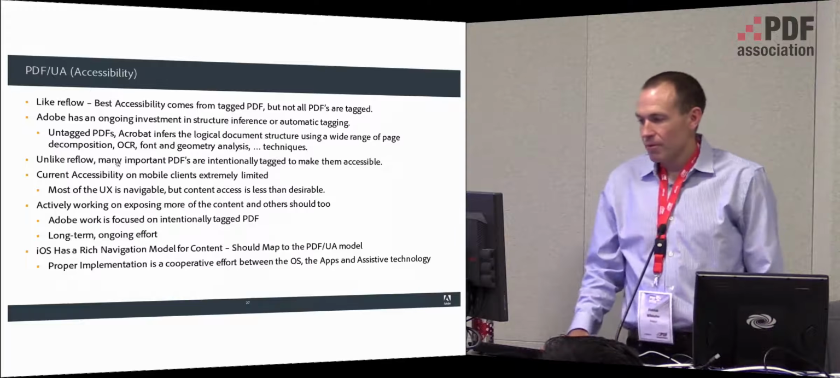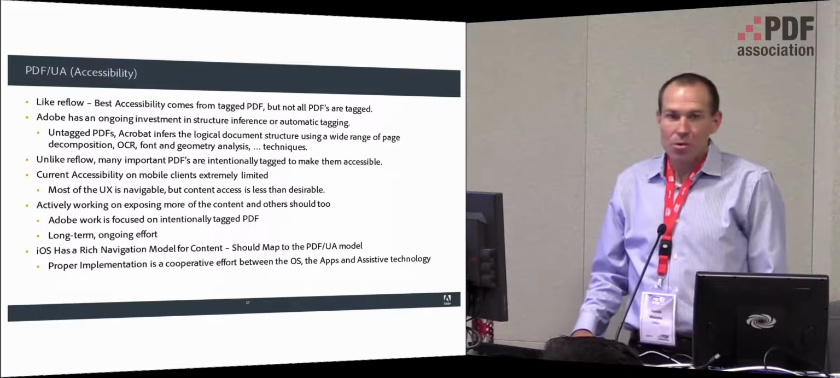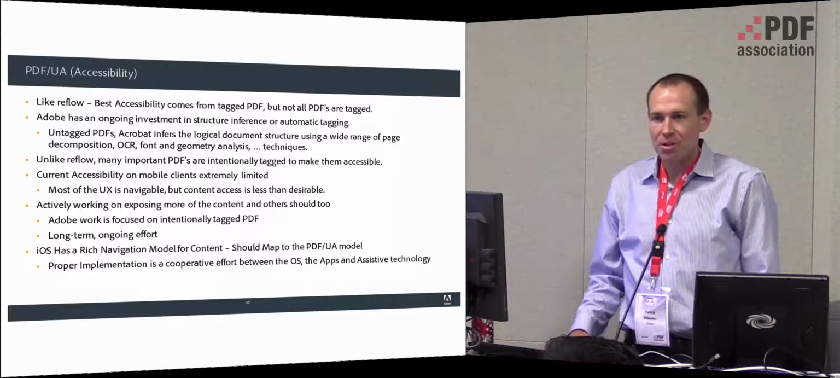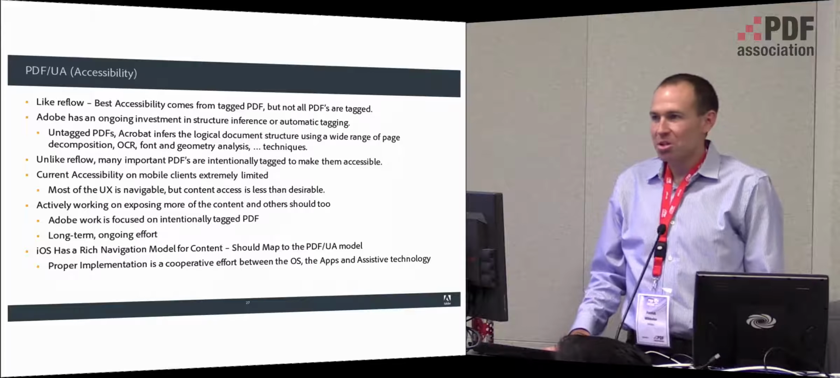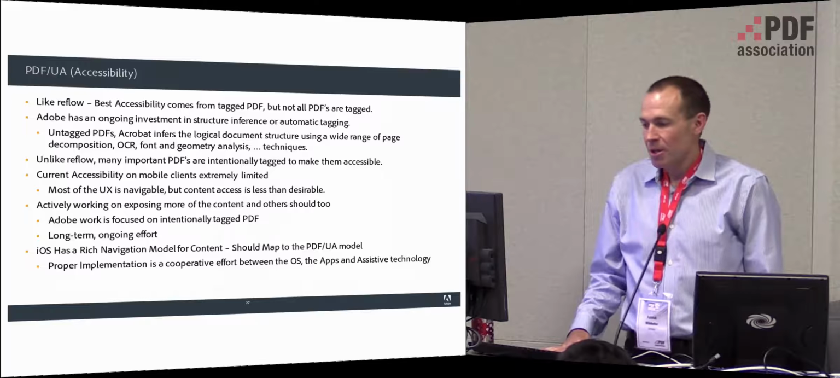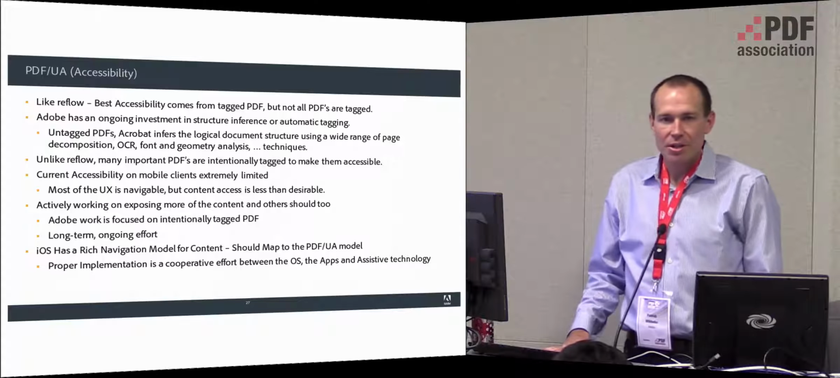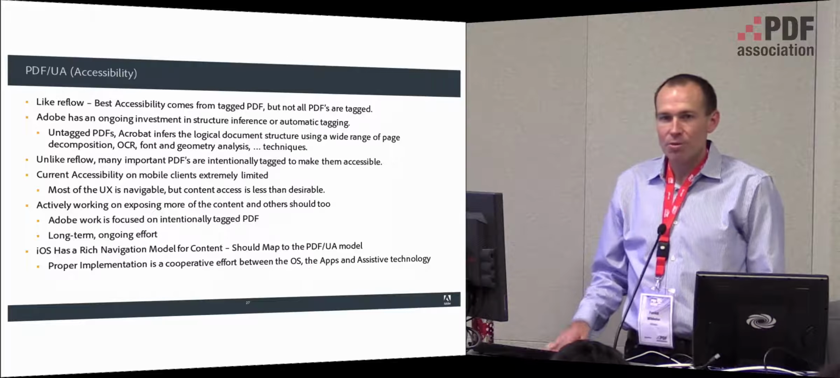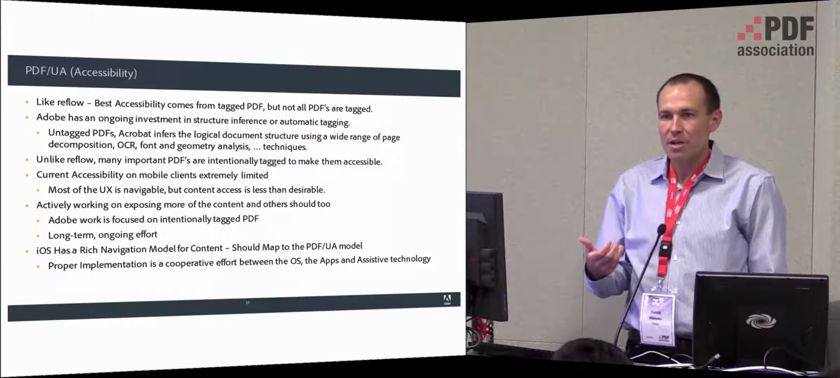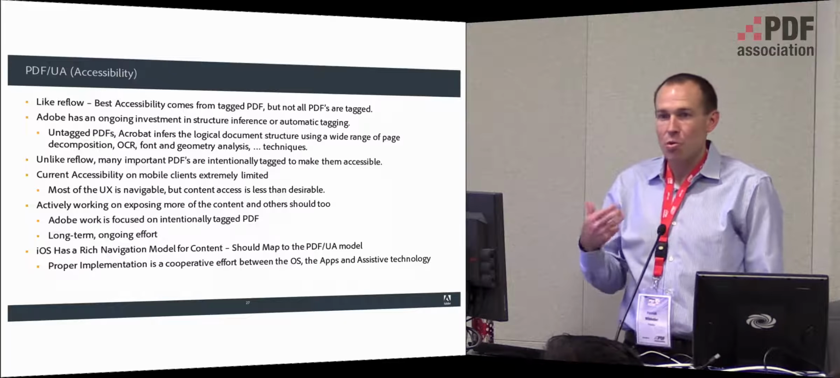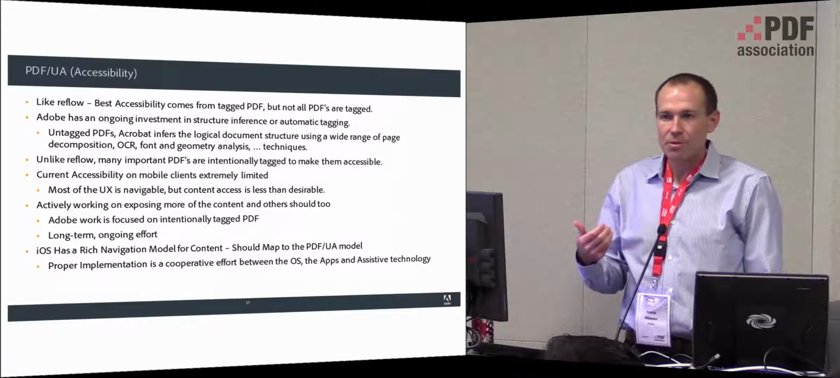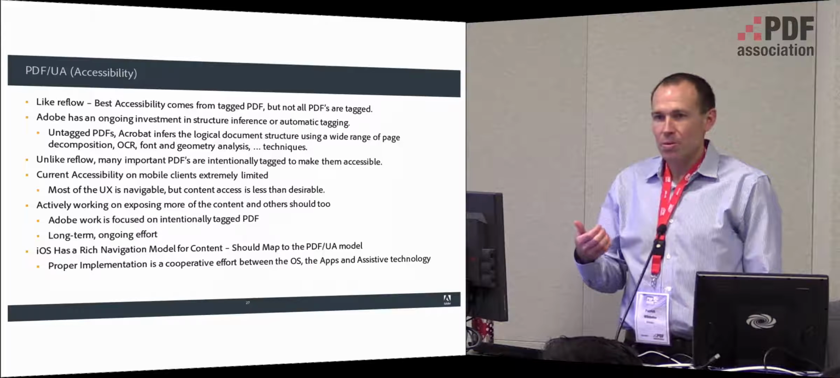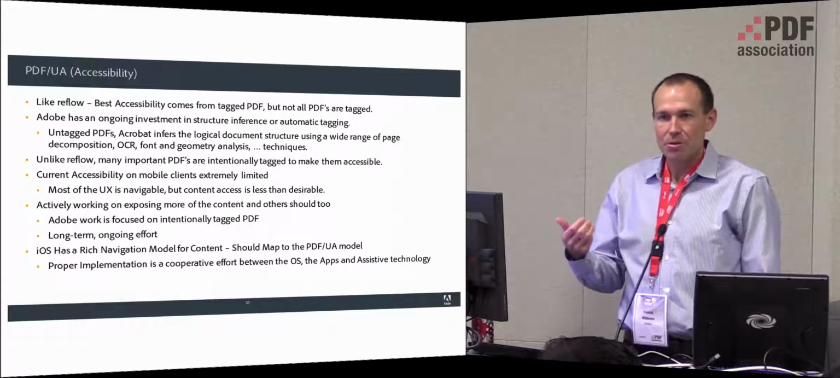The current accessibility on mobile clients is pretty limited. Our user experience is navigable, but when you get to the document content, your access to the content is pretty limited. And that's really unfortunate. It's kind of pointless to be able to navigate the user experience if you can't actually get at the content of the document. This is an area we're really working on because we think it's important, especially on these mobile devices, which are such a part of people's lives now. They need to have this assistive technology work for them wherever they go. And I think this is one of the big opportunities for PDF, to be a portable technology that enables assistance.